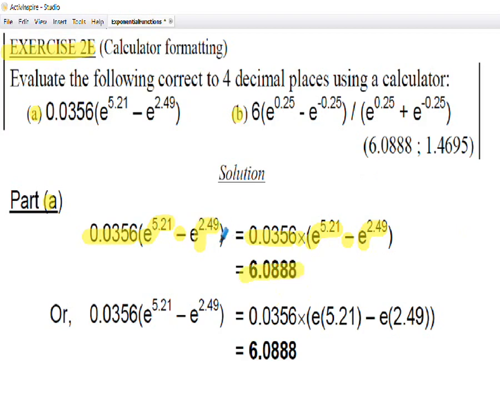6.0888. On my particular calculator I have to type it in this format, 0.0356 multiplied by, in brackets, and my exponential is e, and then it's against the bracket of 5.21 take away e function again against the bracket of 2.49. That's the way I input it on my calculator. Gives you exactly the same value there. I would suggest you get familiar with the way you enter this calculation on your calculator.